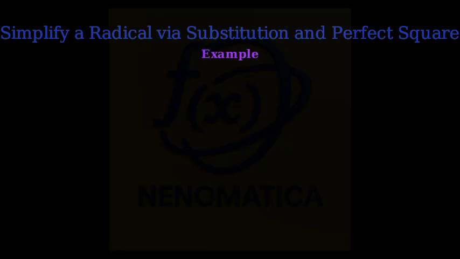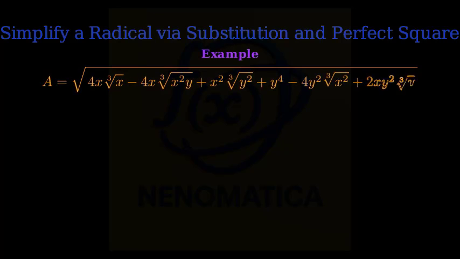Here is our example. We will simplify the expression A: the square root of 4x times the cube root of x minus 4x times the cube root of x squared y plus x squared times the cube root of y squared plus y to the fourth minus 4y squared times the cube root of x squared plus 2xy squared times the cube root of y.